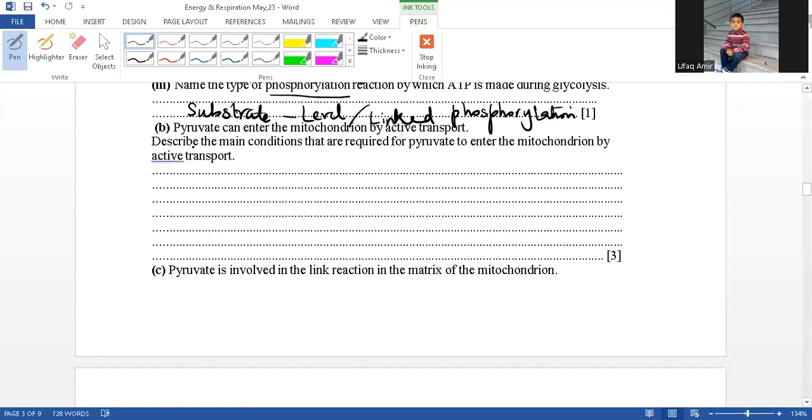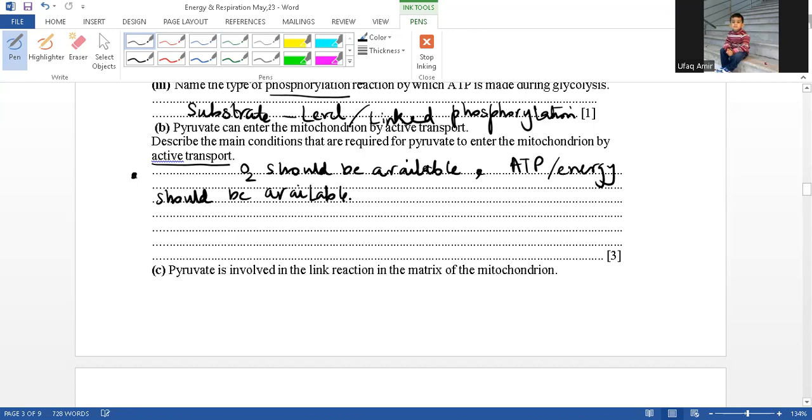Beta, first of all, it has to be actively transported. So first of all, oxygen should be available. If oxygen is there, it goes in; otherwise the pyruvate is shifted towards anaerobic respiration. So oxygen should be available, then ATP energy should be available, only then will active transport happen. I told you that you just have to mention the conditions necessary for active transport. So active transport cannot take place without oxygen, without ATP.